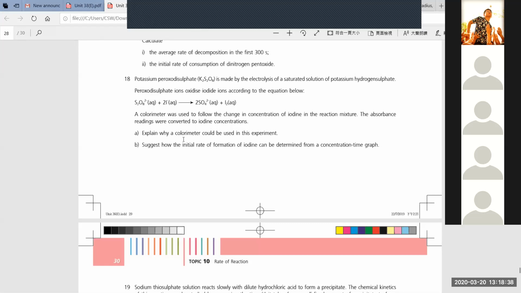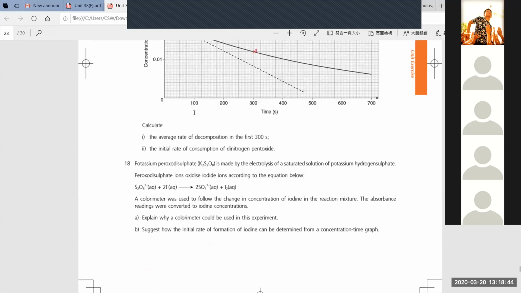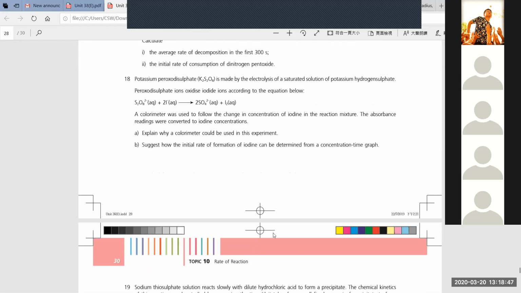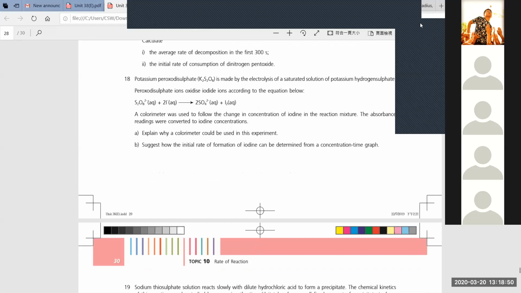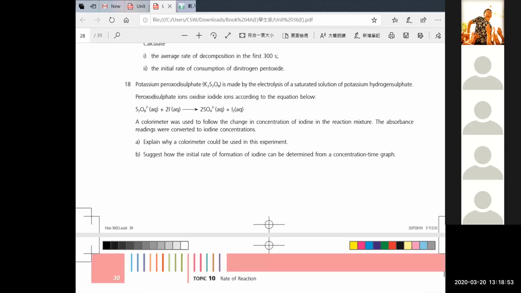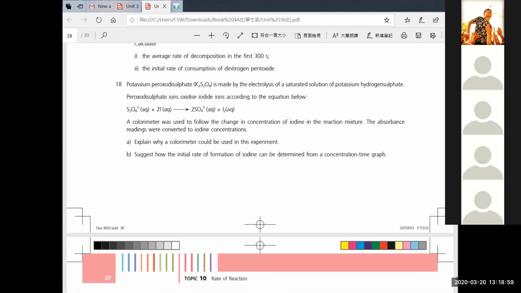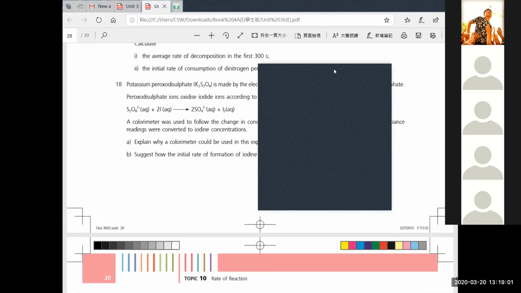All of you are here. So, shall we continue on the exercise? Take a look at my screen. Can you see that one? We are now having question 18. You tried question 17 yesterday. Can you see it? Okay, so 18.